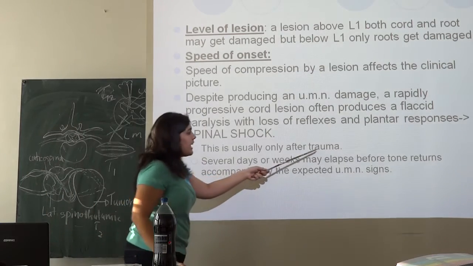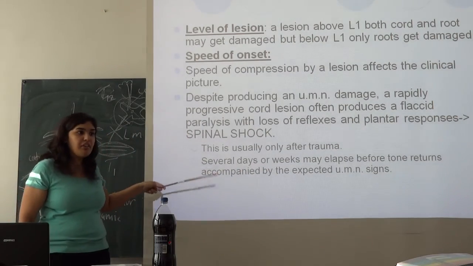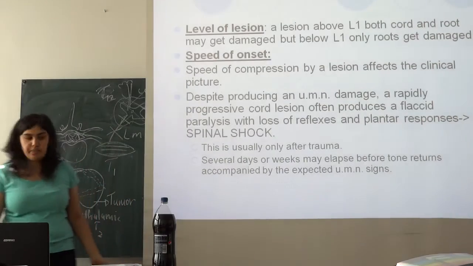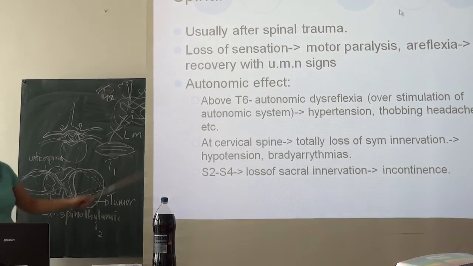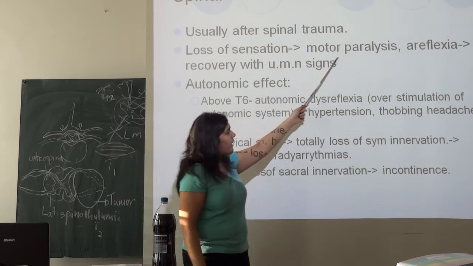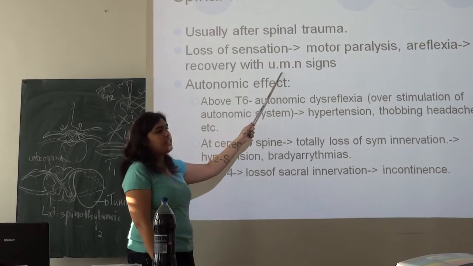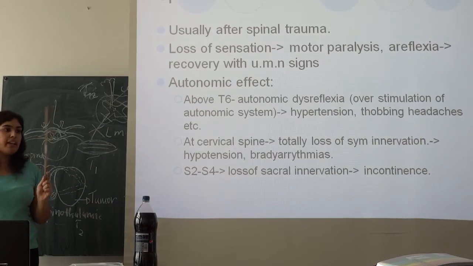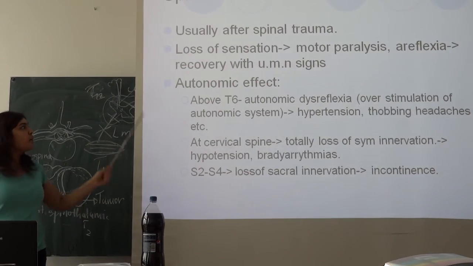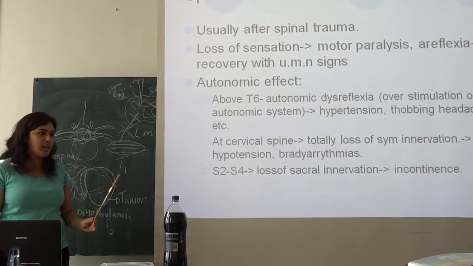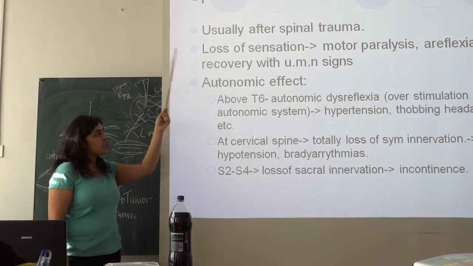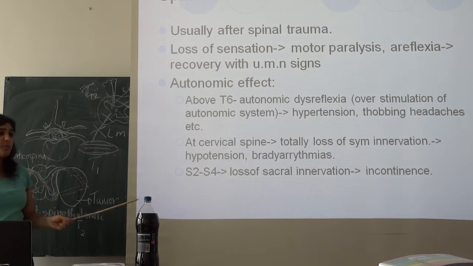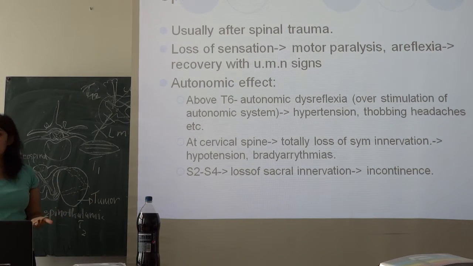So it's only after trauma. Then slowly, as you recover from your spinal shock, you will have these upper motor neuron signs. This is spinal shock. So you will have loss of sensation, motor paralysis, areflexia, and then you recover with upper motor neuron signs. Do you understand? If there is any damage to the spinal cord or the brain, you are supposed to have an upper motor neuron lesion, right? But in this case, the upper motor neuron signs do not come first because it's a shock. That leads to loss of sensation and motor paralysis. Basically, none of your tracts are working. Your corticospinal tract, your spinothalamic tract, nothing is working. That is why you will have loss of sensation and no movement of muscles.